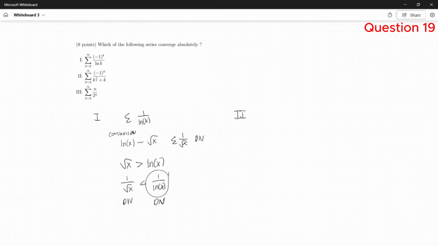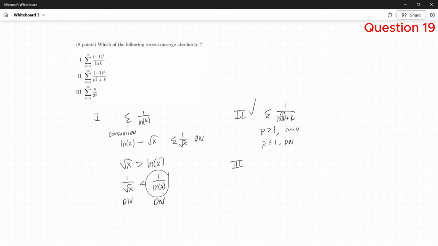Series 2 is the sum of 1 over k to the 5/4 plus k. Now we already know right off the bat that this series converges because we have the 5/4 in the exponent. We can use the p-series rule where if p is greater than 1, then the series converges. But if p is less than or equal to 1, the series diverges. In this case, p is equal to 5 over 4, which means that the series converges absolutely. So series 2 gets a check mark from us.